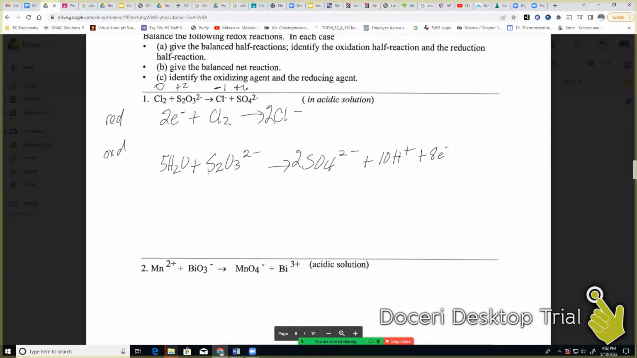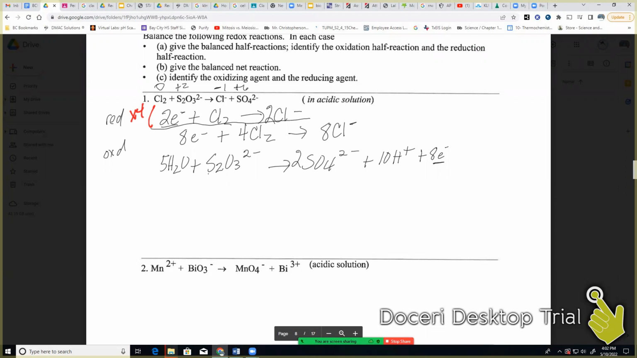So our next step is we need to do something to get rid of the electrons. So I have 8 electrons here, 2 here. I can easily get my 2 to 8 by multiplying this by 4. So that's what I'm going to do. 4 times 2 is 8 electrons plus 4 Cl2 gives me 8 Cl minus. Once again, this is not my balanced half reaction. Before I multiplied it, that's my balanced half reaction. Now at this point, we're going to see what cancels out.